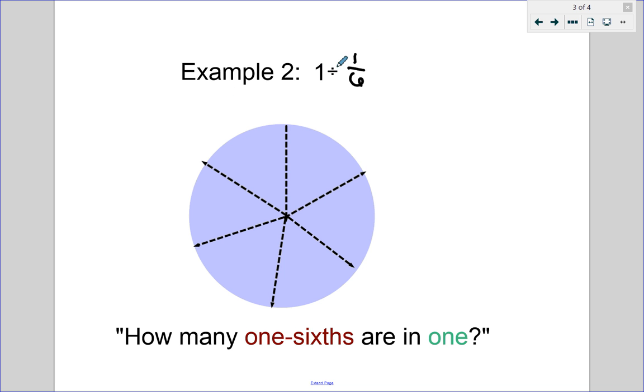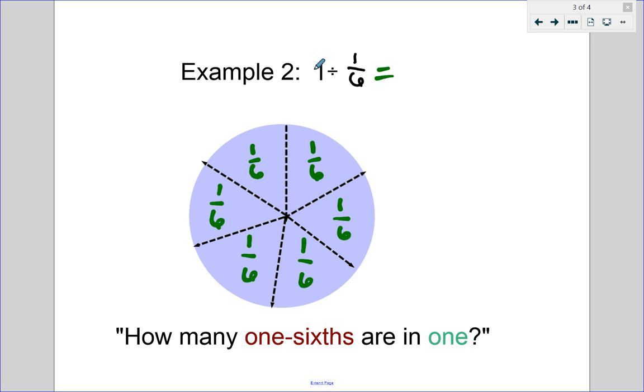Or 1 divided by 1/6 equals, okay, so I took one whole 1, and I divided it into 6 pieces because that's the number I have there. So the dotted line shows 6 different pieces. 1, 2, 3, 4, 5, 6. And I want to know how many 1/6 pieces do I have? Here's a 6th. Here's a 6th. Here's a 6th. Here's a 6th. There's a 6th. And here's a 6th.